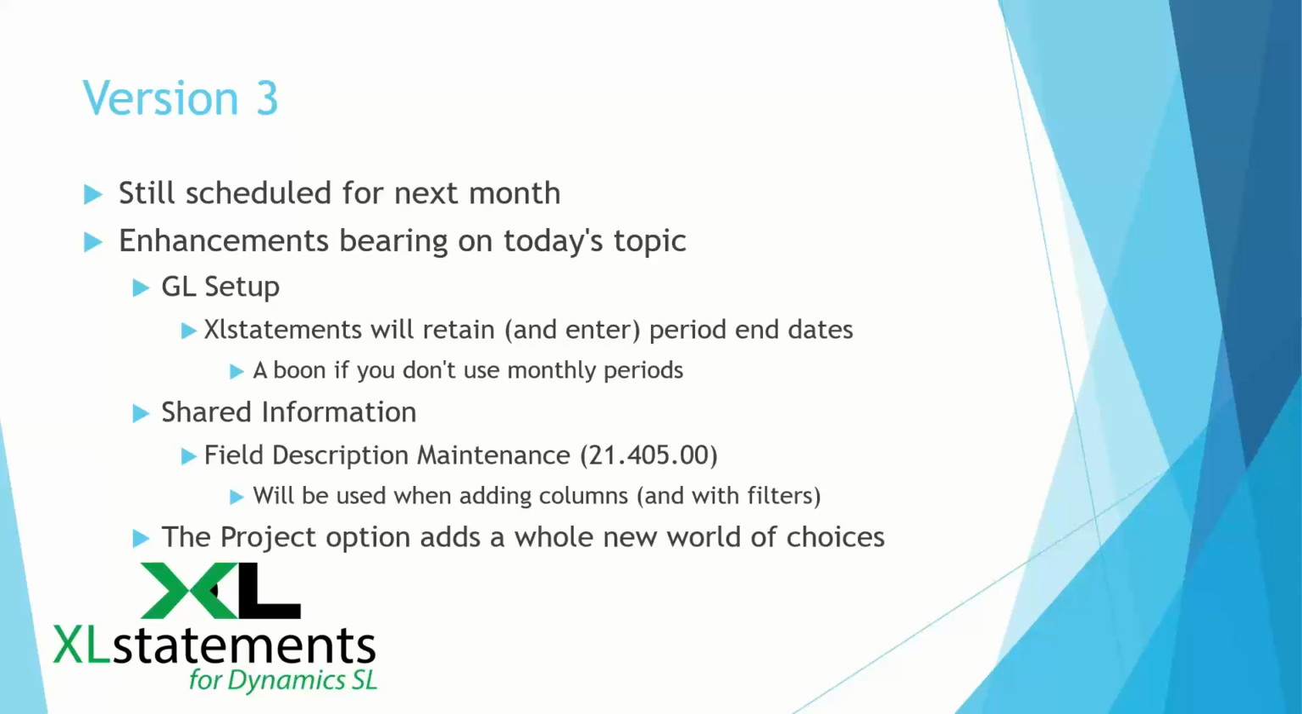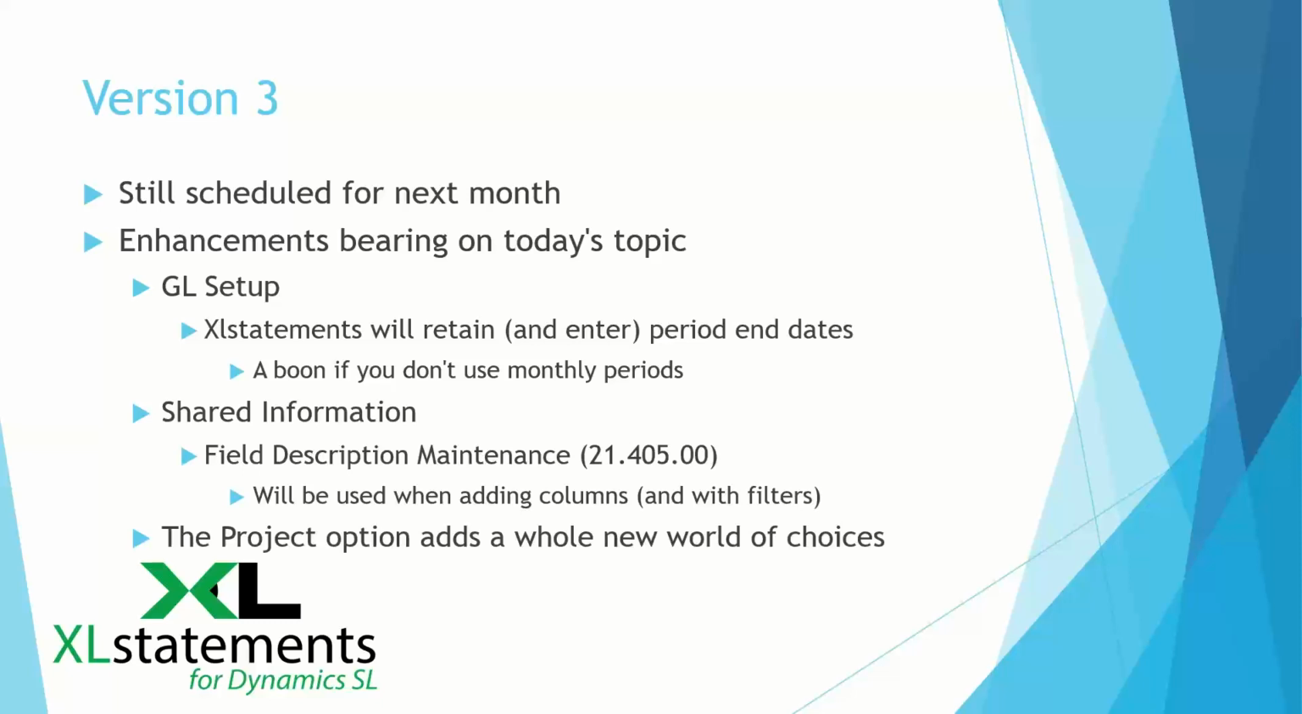So on your report, if you say same period last year, it'll know the period ending date of that period. So if you do period end, period 13 for 2018, that's going to be a different date than period end for period 13 of 2019. And Excel statements will actually retain that and let you maintain those in version 3.